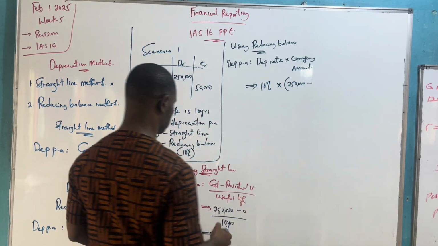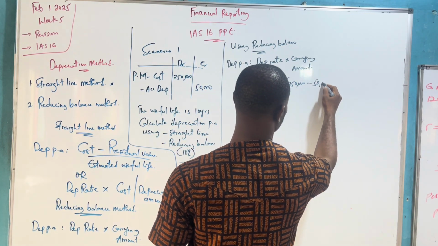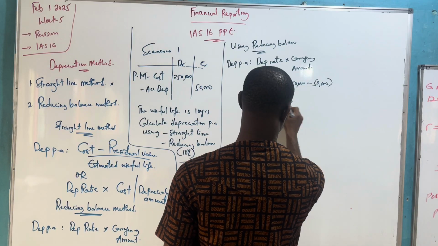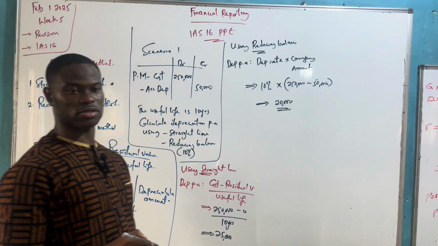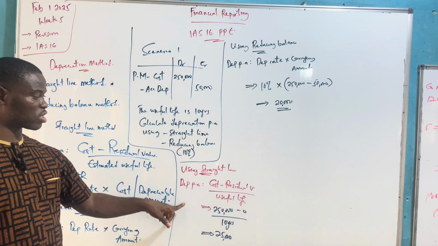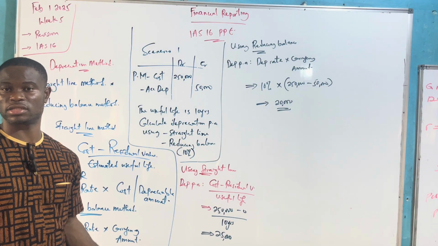250 minus what? Accumulated depreciation, 50,000. And that gives me how much? 20,000. Okay. That's the major difference between the two. Right? And I can also calculate using straight line using the rate too. It should give me the same thing.